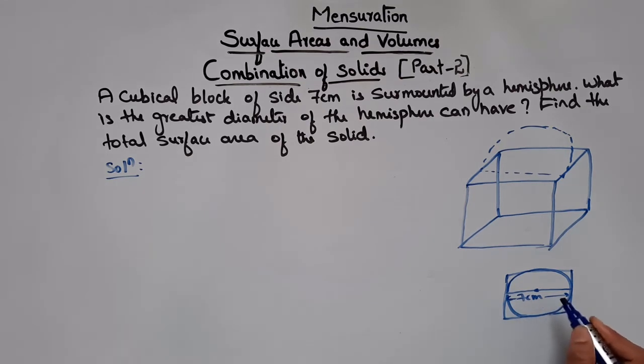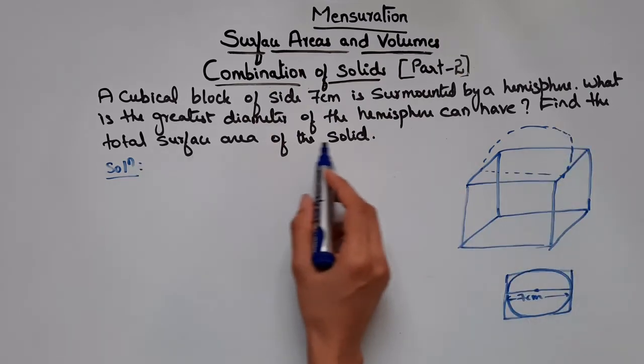So if the diameter of the hemisphere is greater than 7 centimeter, it will not fit properly. Or if it is smaller than 7 centimeter, then also it will not fit perfectly, right? So the greatest diameter that a hemisphere can have is 7 centimeter. So here they have to find the total surface area of the solid.